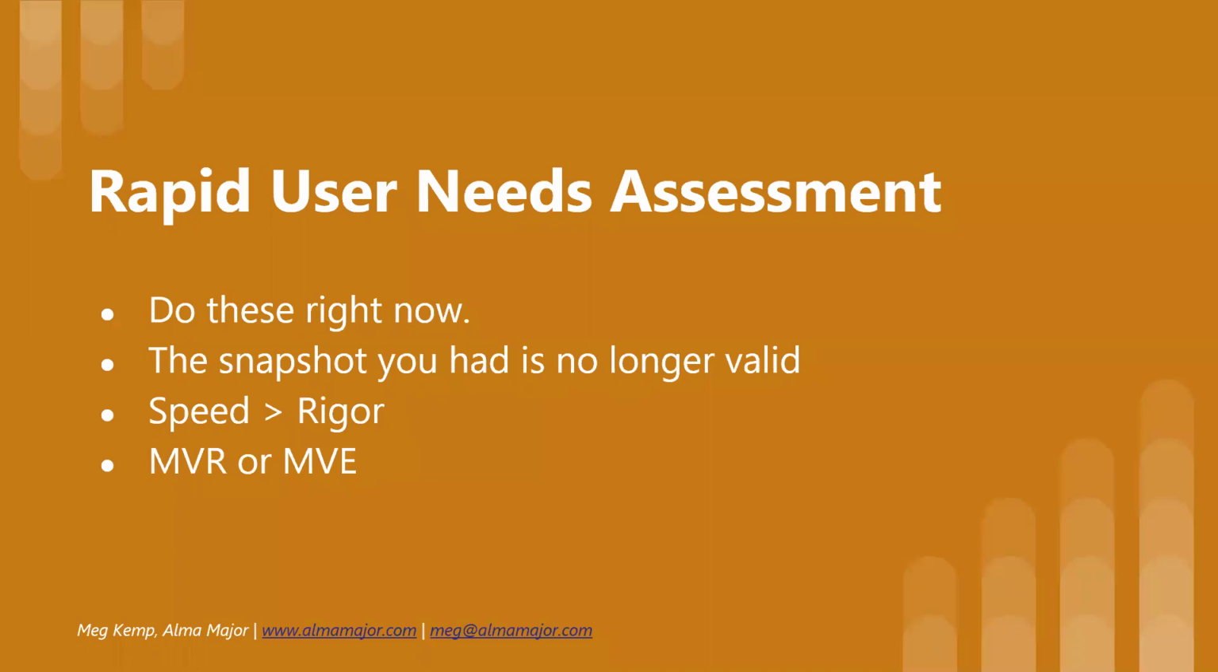I'm proposing rapid user needs assessments. I think this is something that we can all do right now. We can all rest assured that among all of this uncertainty, the snapshot that we had of our users is no longer valid. I really cannot emphasize enough the use of the word rapid. This is a highly dynamic crisis and information needs are incredibly time sensitive.